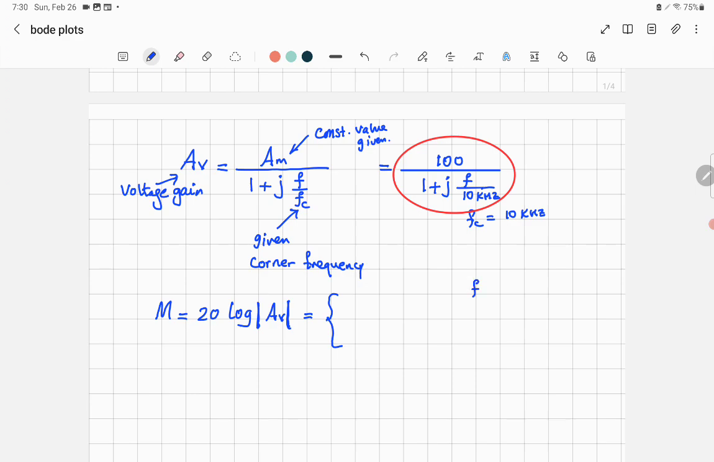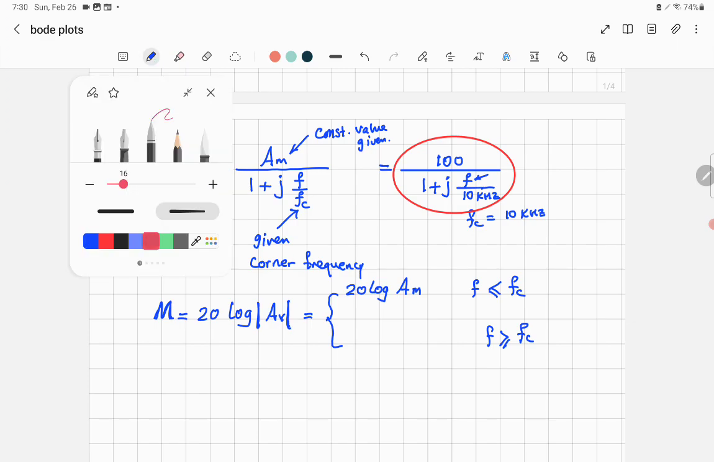It means we are going to divide it into two segments. One, when the frequency that you choose is less than or equal to the corner frequency, in this case 10 kilohertz, or when the frequency is greater than the corner frequency. So if the frequency is less than the corner frequency, M in this case will be equal to 20 log the constant value Am, and this will be a constant value.